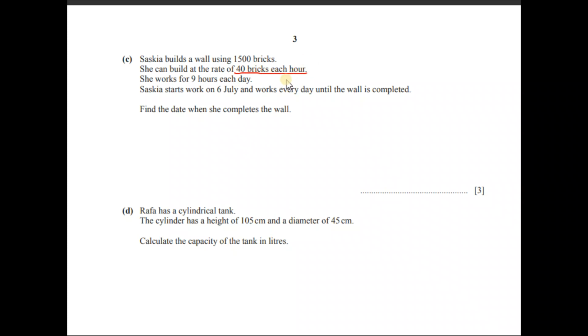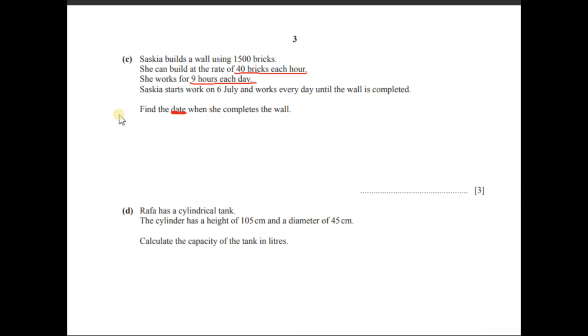It tells at what rate she's working. 40 bricks each hour she's using, right? And she works for 9 hours each day. Okay, she's working 9 hours each day. And the next part of the thing is she starts her work on 6th July. So until when the wall is completed, we have to give the date.